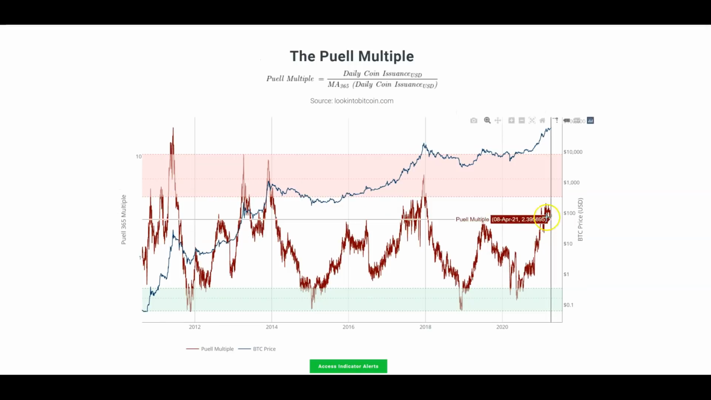Puell multiple. Basically notional coin issuance versus notional coin issuance over the past year. How rich are the miners? Are they tempted to sell? I'll look at the miner stuff again in another way in a second, but Puell multiple is not in any danger of being in overbought territory. The miners aren't too tempted to sell just yet. Now, they'll get there if this goes above 77K, most likely. They will be more than happy to sell.